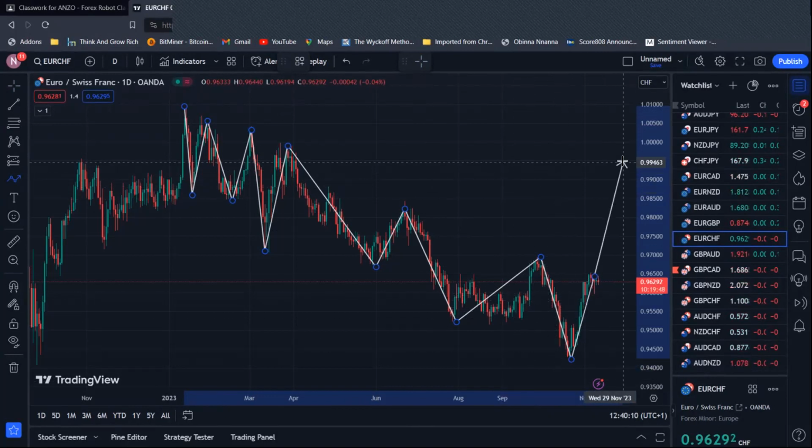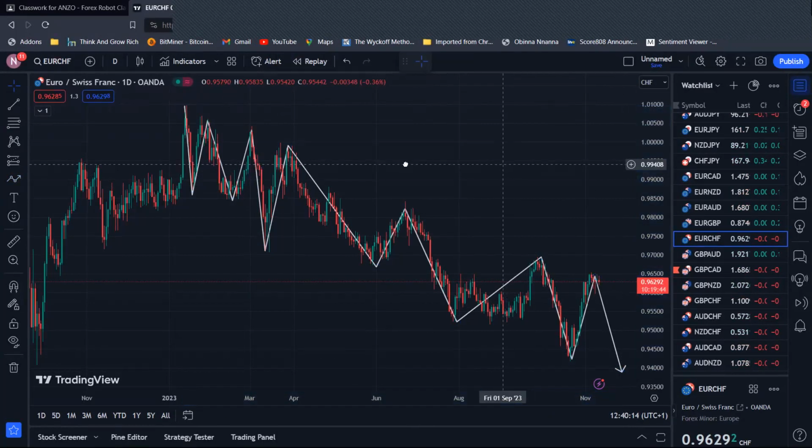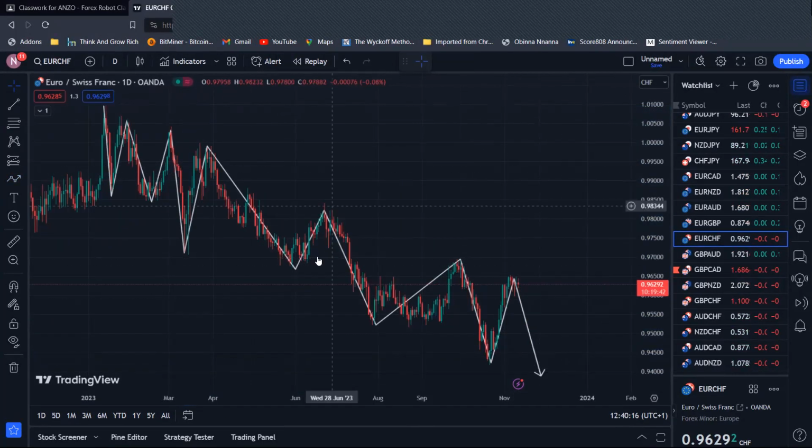Is it for price to continue to go up? But the answer is no. I'm probably expecting price to come down and make a new lower low. Okay. And so with this understanding, I would probably want to look for selling opportunities in this market.